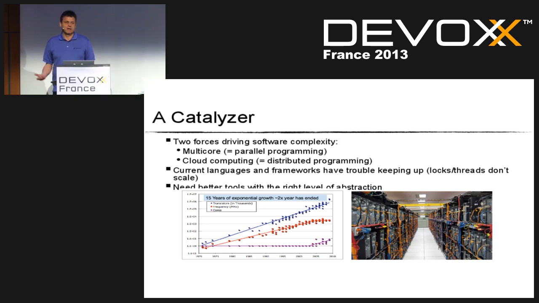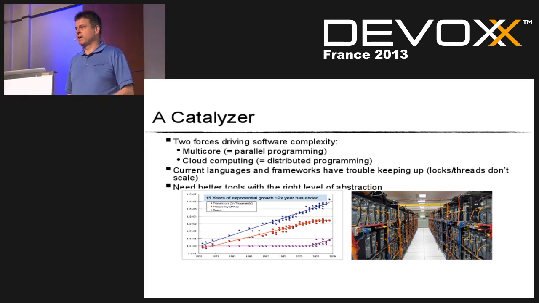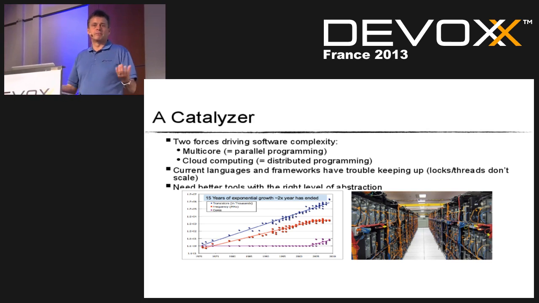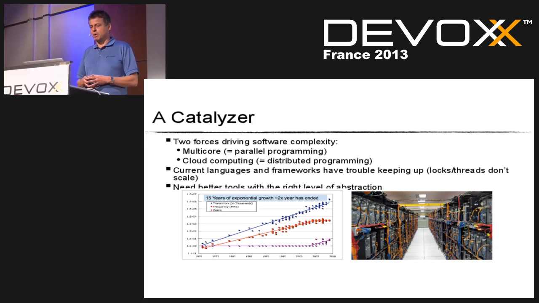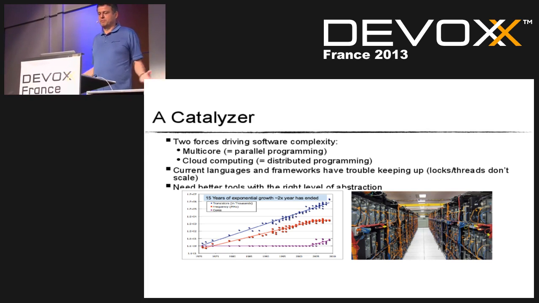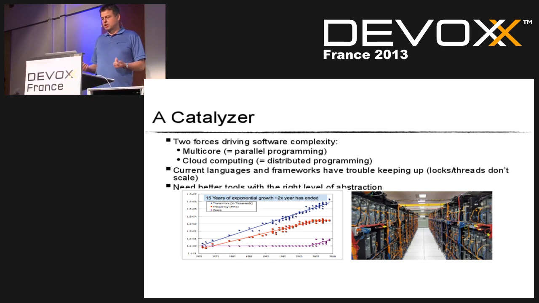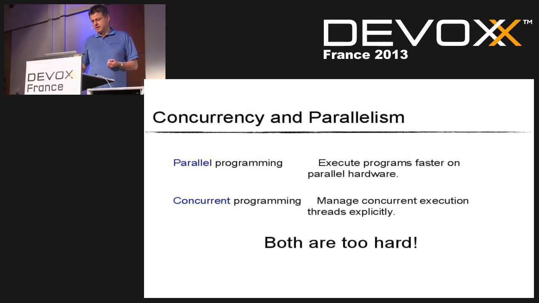You can't write, or it's extremely hard to write, a complicated, scalable application using locks and threads. They become very brittle, very error-prone, and you still might have a lot of bottlenecks in them. So you need better tools for ordinary programmers, for the masses, that give you the right level of abstraction to be able to program these machines and data centers.